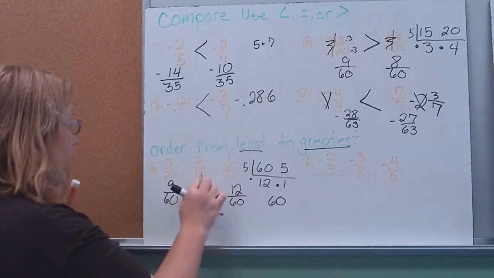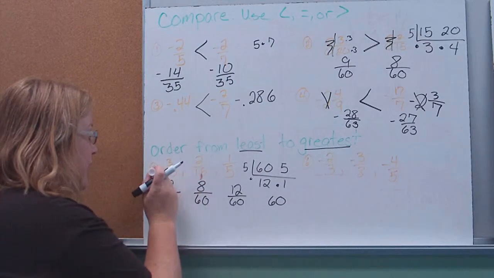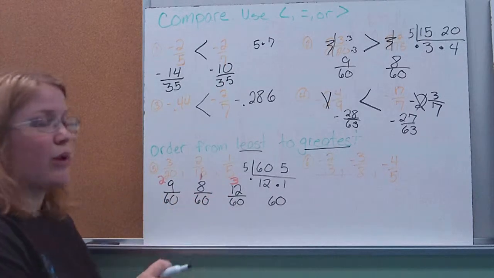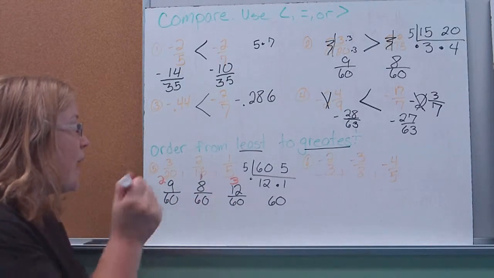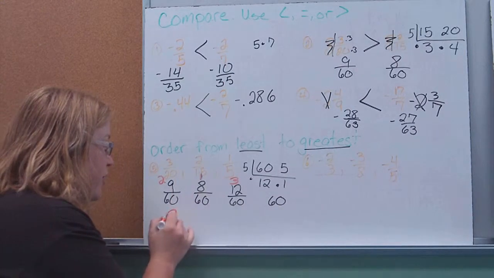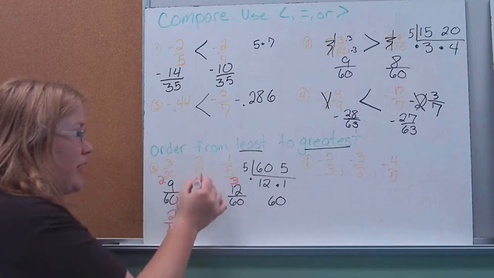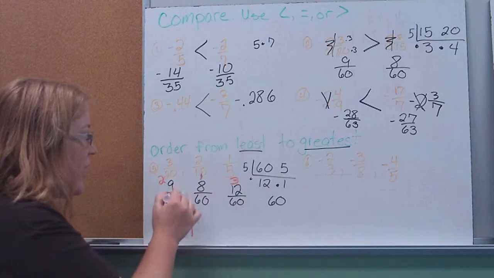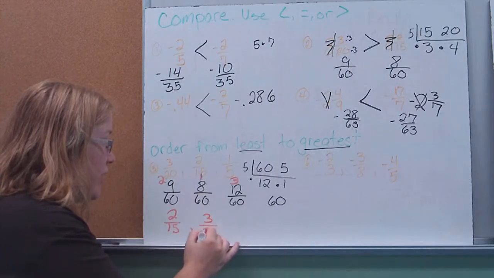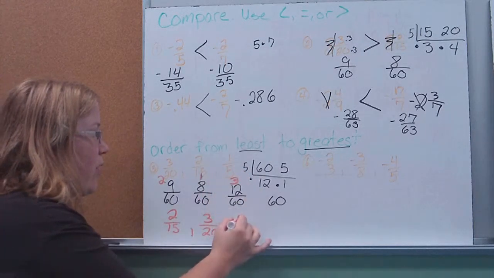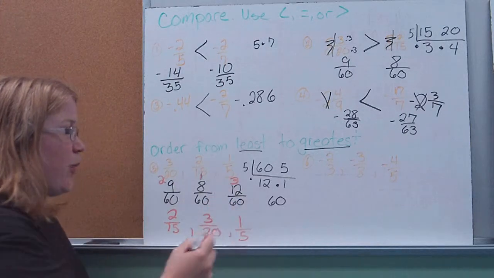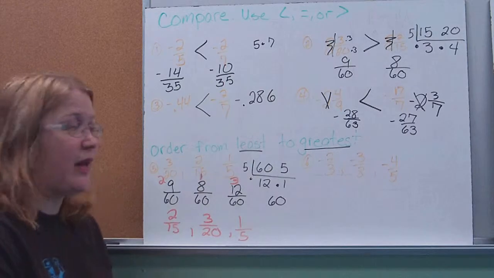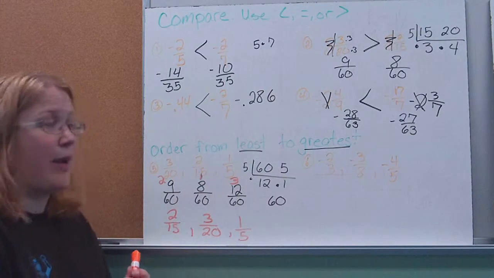Let me switch colors here. This is my smallest. This is my next. And that's going to be my third. So I'm going to write them 1, 2, 3. However, when I'm writing them, I now want to go back and write my original form. So 2/15 is my smallest, or my 8/60, but I'm going to write my original number. Then the 9/60, which was actually 3/20. Finally, my 1/5, which is 12/60. All right? There's no way to compare them without making our denominators alike. So we want to keep that in mind.